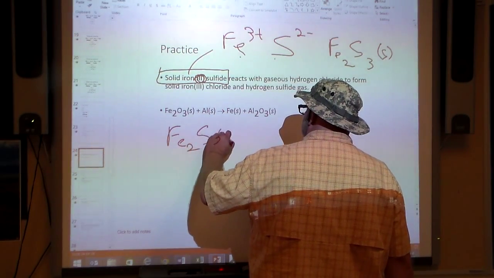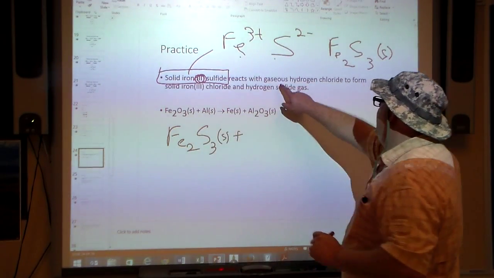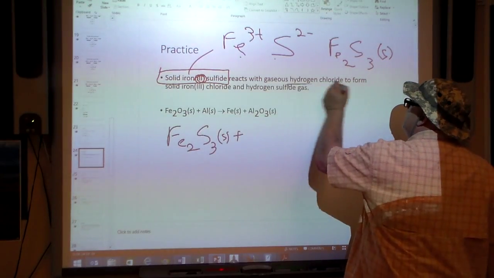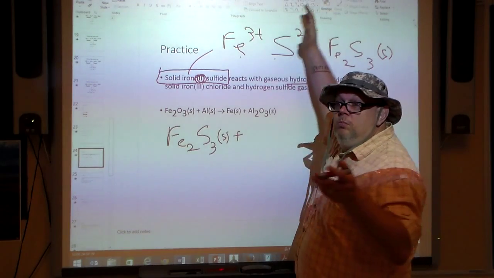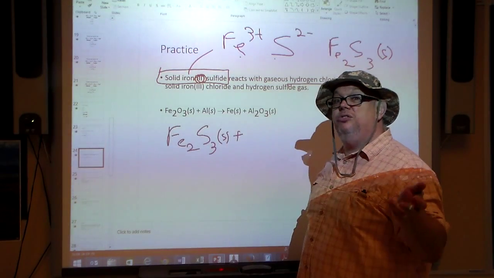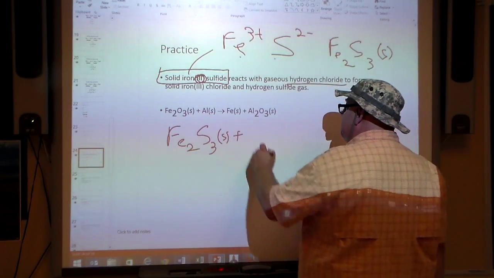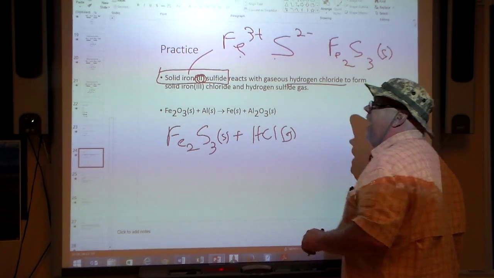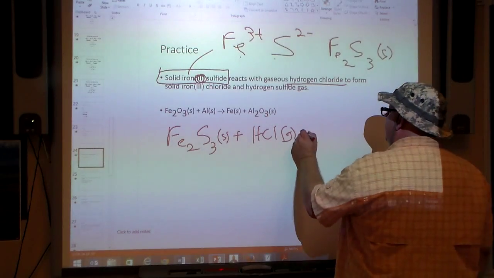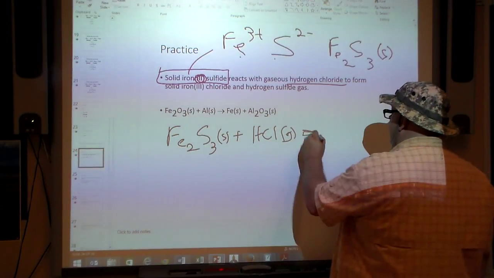Fe2S3, that's a solid, plus gaseous hydrogen chloride. Well, what do I know about the chloride ion? It's in that halogen category, and they all typically have a -1, so that's going to be HCl, and that's in the form of a gas. Okay, so that's what I'm going to get.